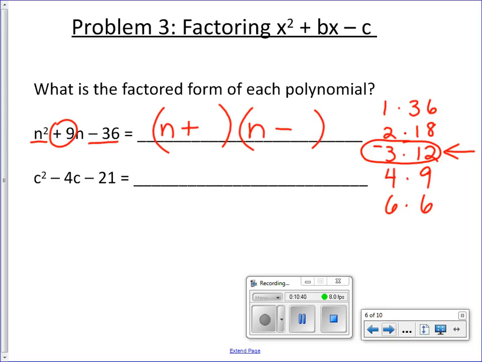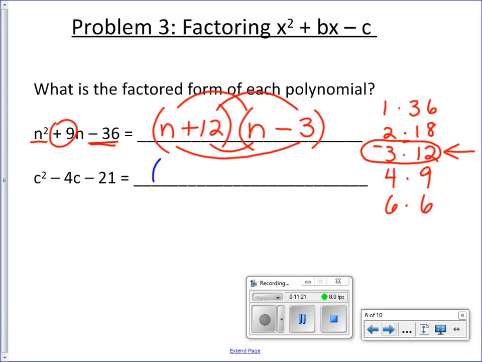The 12 would need to be positive, and the 3 is the negative, so they need to go in this order. Double check it by using FOIL. You know that n times n is n squared. Your last term, positive 12 times negative 3, is the negative 36. And then your outer term, negative 3n, and your inner term, positive 12n, do add up to 9n in the middle. All right, let's do one more.